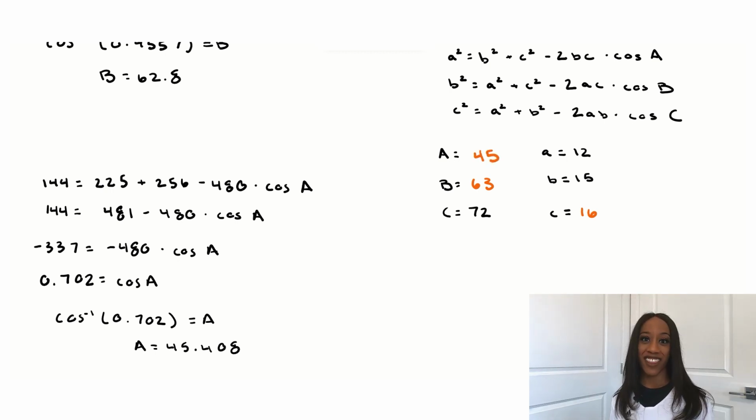So there you have it. That's how you use the law of cosine to solve for the missing sides and angles of a triangle.